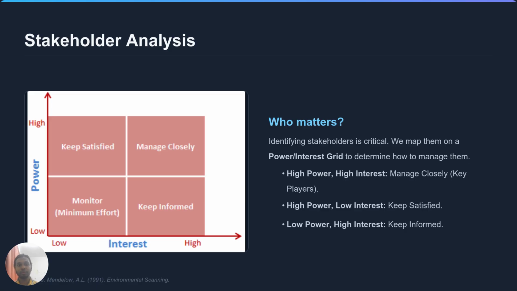During initiation, we also ask who matters. We identify the stakeholders and map them on a power interest grid. For example, those with high power and high interest are key players we must manage closely, while those with low power and high interest just need to be kept informed.